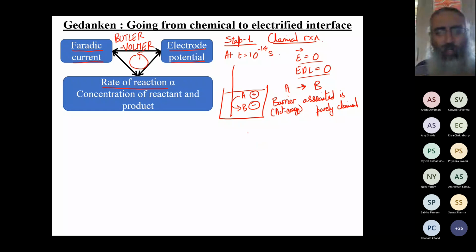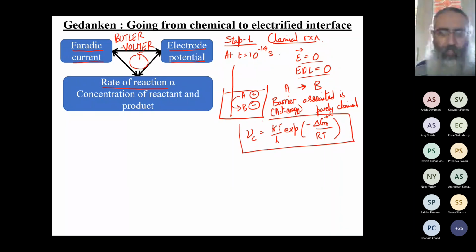So then you can write your overall rate, which is a chemical rate constant, as kT by h exponential minus delta G naught. If you want to put double dagger, it's fine, by RT. This is the chemical rate constant. So this is the same rate reaction which I have written, which we have studied through classical chemical kinetics. So this is the chemical rate constant.